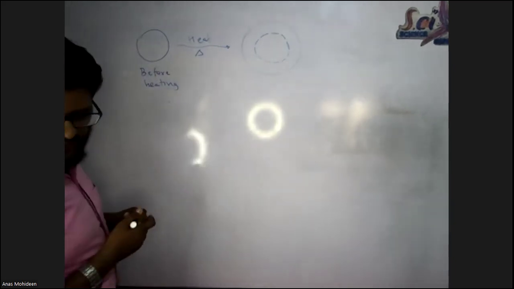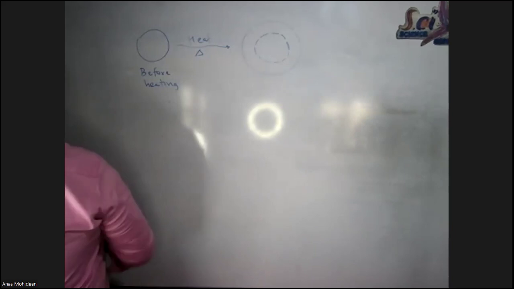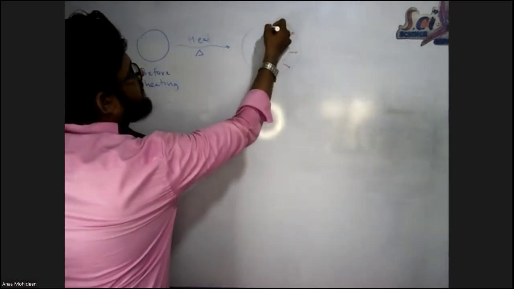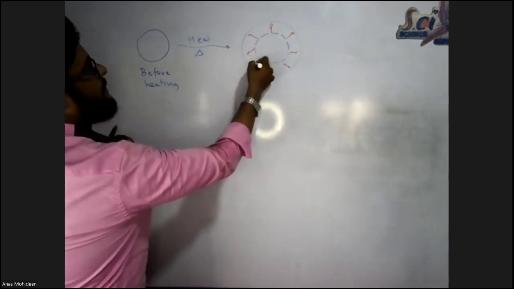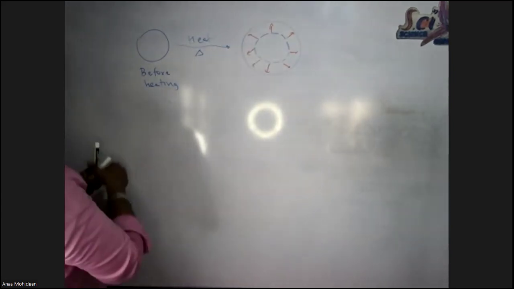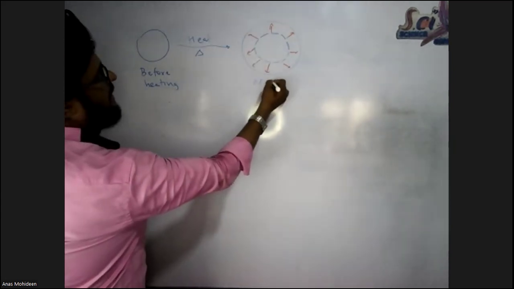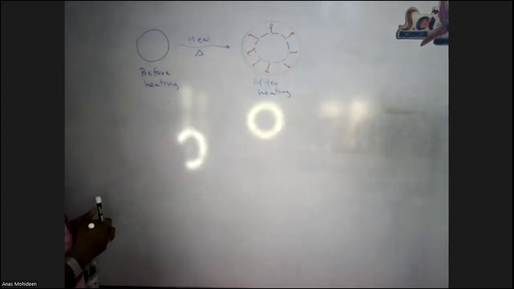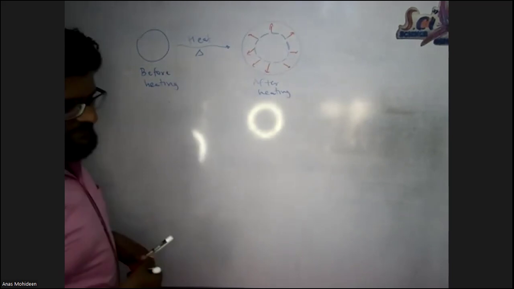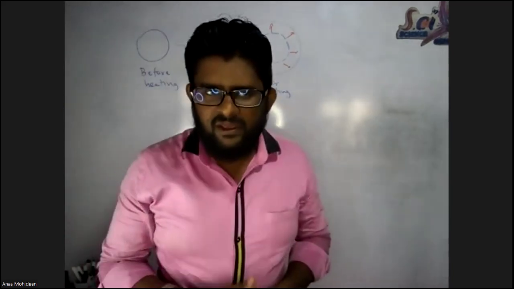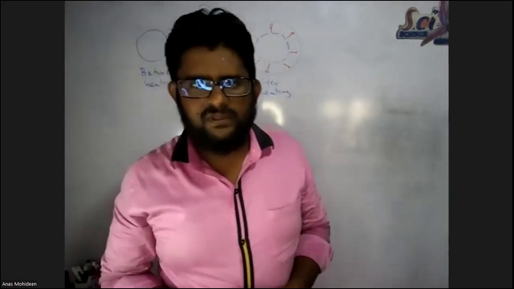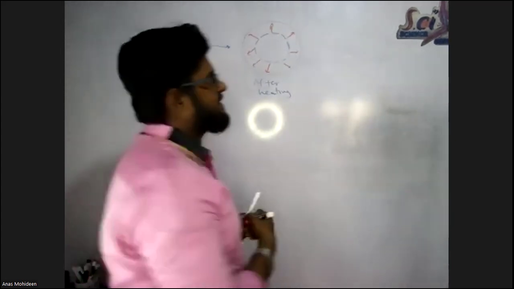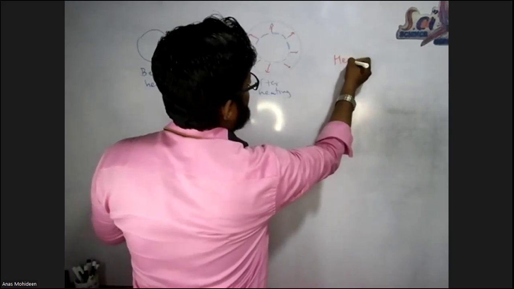So you can see here what's happening. The size of the object increases when you are providing the heat. This is before heating and this comes after heating, right? So why is this happening? When we increase the heat, temperature increases. That we have already learned.